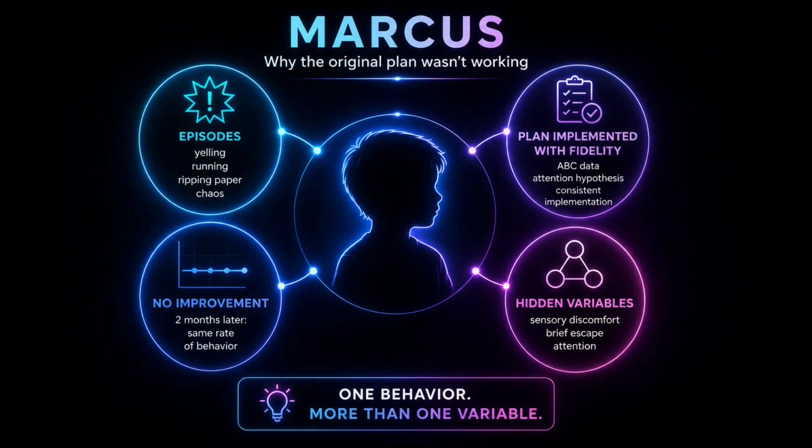ABC data is good at identifying patterns, and the pattern here was clear. What the ABC data didn't tell Marcus's BCBA was whether attention was the only thing maintaining those episodes or whether other variables were operating at the same time. And that's exactly where the IISCA can help.